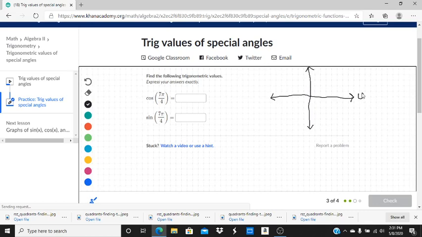Okay, so we start at 0 radians. 90 degrees is pi over 2. Okay, then we have pi. And then 3 pi over 2. And then we come back to 2 pi here.